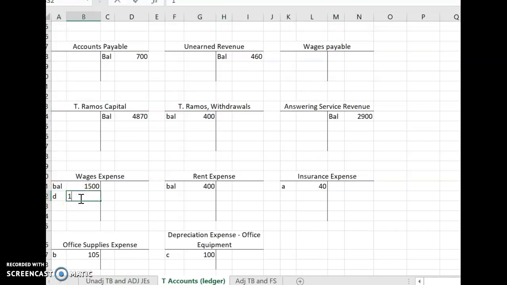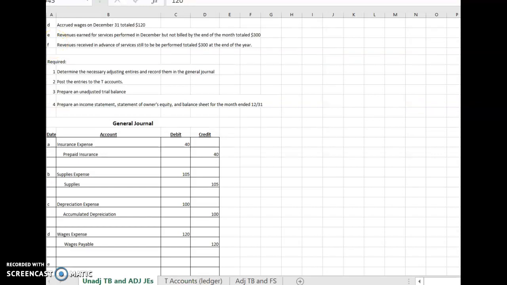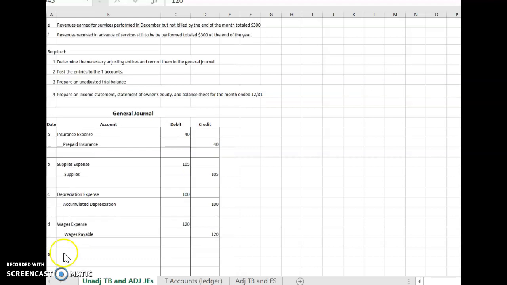Okay, wages expense, $120, and wages payable for $120. Letter E says revenues earned for services performed in December but not billed by the end of the month total $300. So have we earned them? Yes. Have we gotten the money? No. So we're talking about accrued revenue. So we will debit accounts receivable $300, and we will credit fees earned because we've earned it.